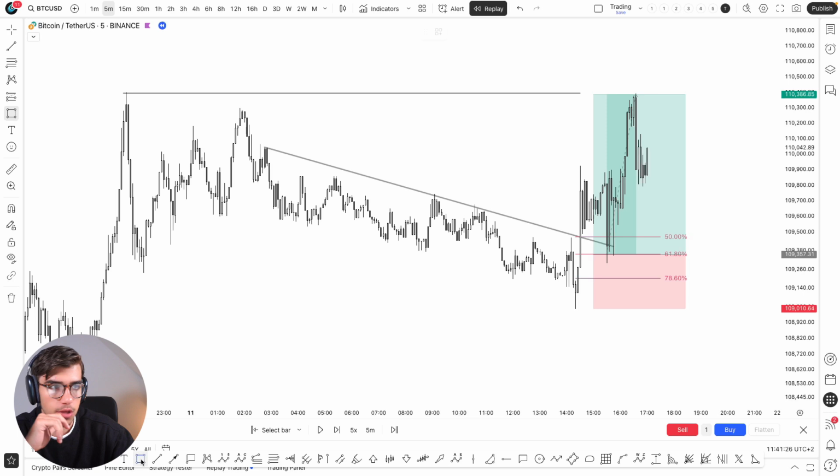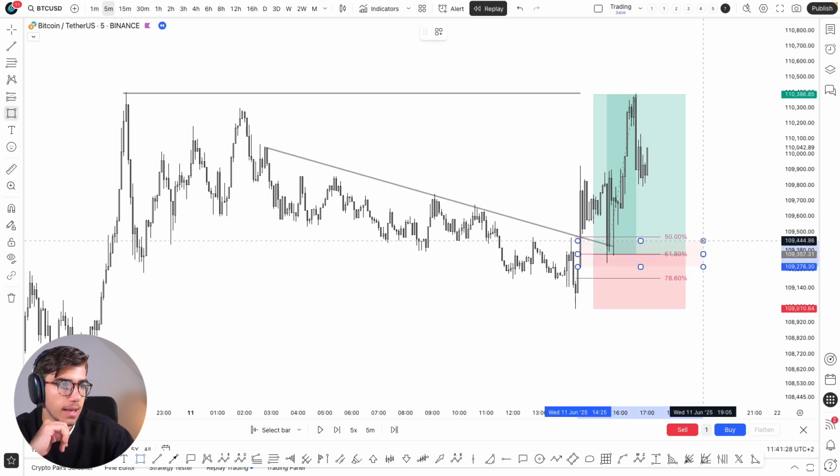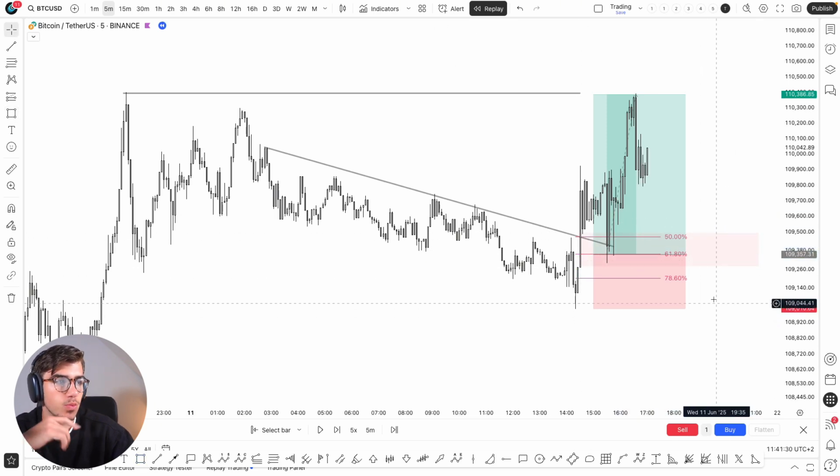Now, what we can do is, for example, right here, we also had a massive fair value gap that overlapped with the 61.8%. So again, if you can combine it with an order block, a breaker block, a fair value gap, well, then that's just perfect. It is only going to make the system higher probability. So you can add things as you go along and get more comfortable.